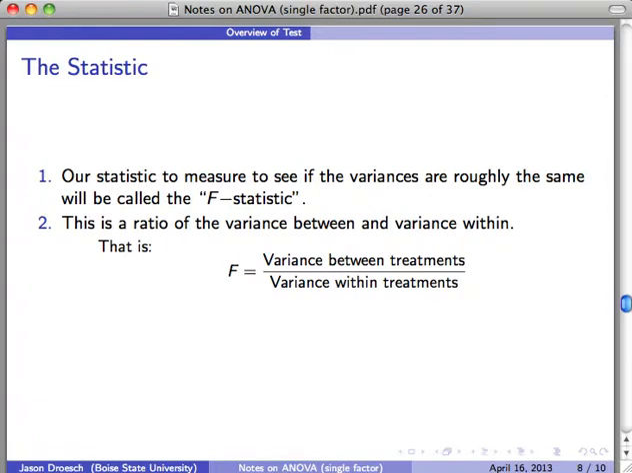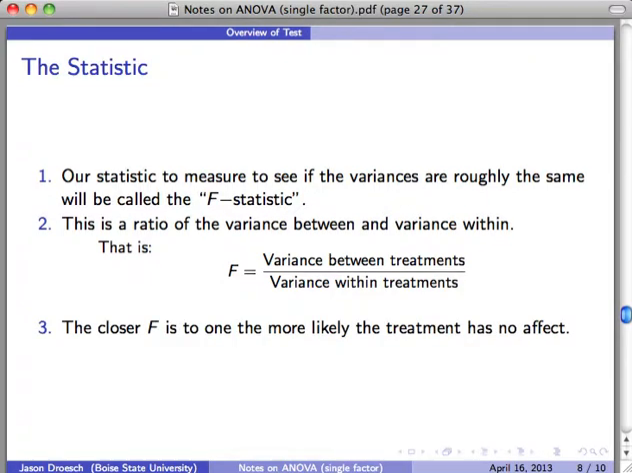The variance between the treatments, like I said, would be looking at how each average of each treatment group compares to the other averages, and then we want to essentially look at the mean variance between all the individual groups. Okay, the closer F is to 1, the more likely the treatment has no effect.